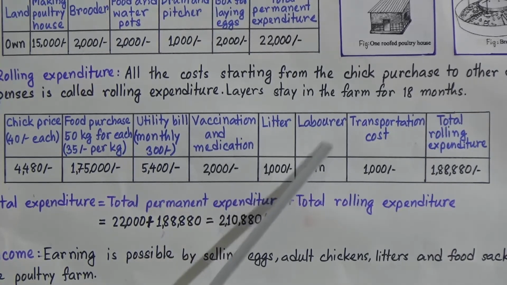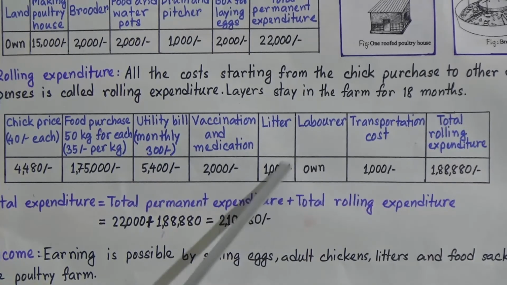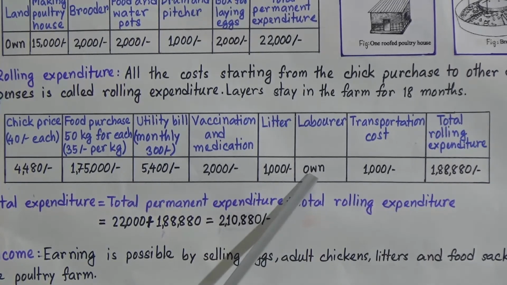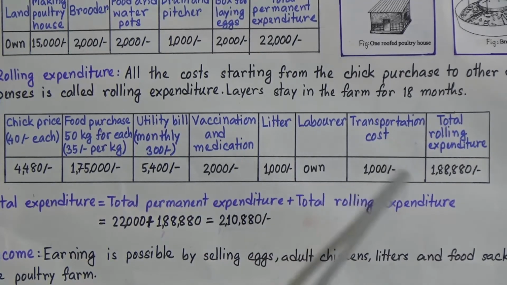And for laborer, if you involve any labor, you need to write the amount here. So if you think that you will rear the poultry by yourself, or you will involve the family members, you don't need any extra labor. That means we don't need any money here. And for transportation cost, we will need 1,000 taka.